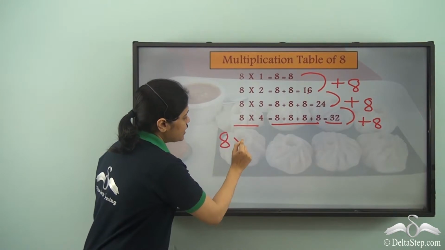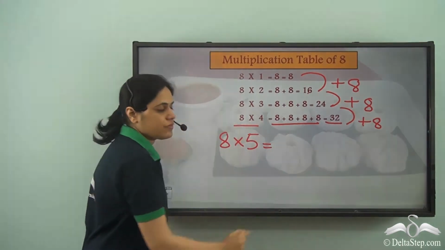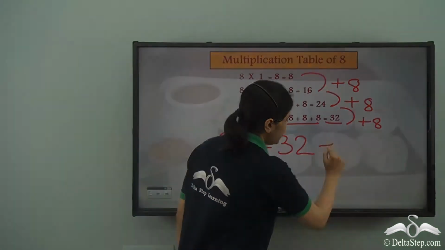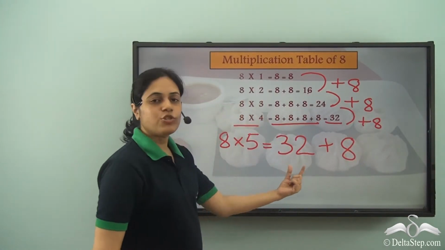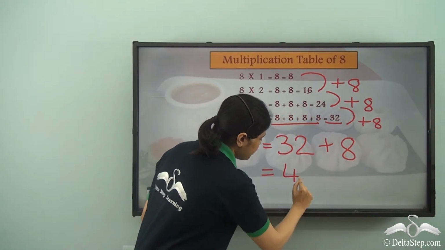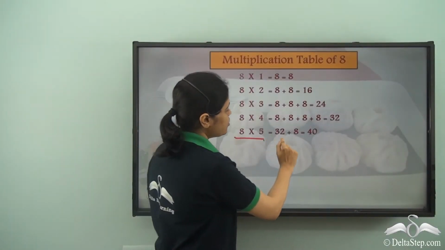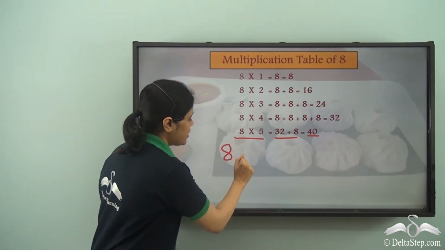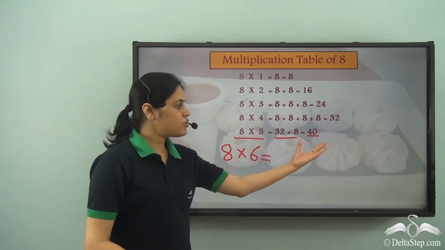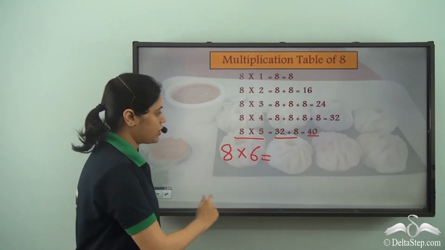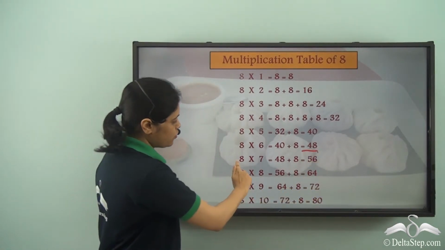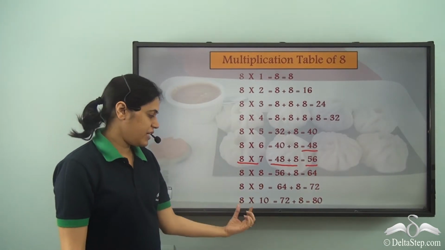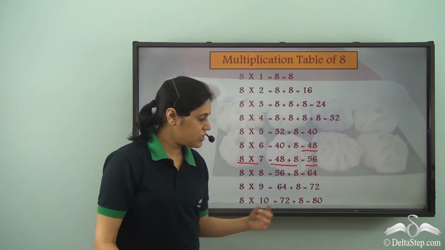So what will be 8 into 5? 32 plus 8 is 40. So 8 into 5 is 32 plus 8, which is 40. What will be 8 into 6? 8 into 6 will be 40 plus 8, which is 48. 8 into 7 will be 48 plus 8, which is 56. And so we find till 8 into 10, which is 80.